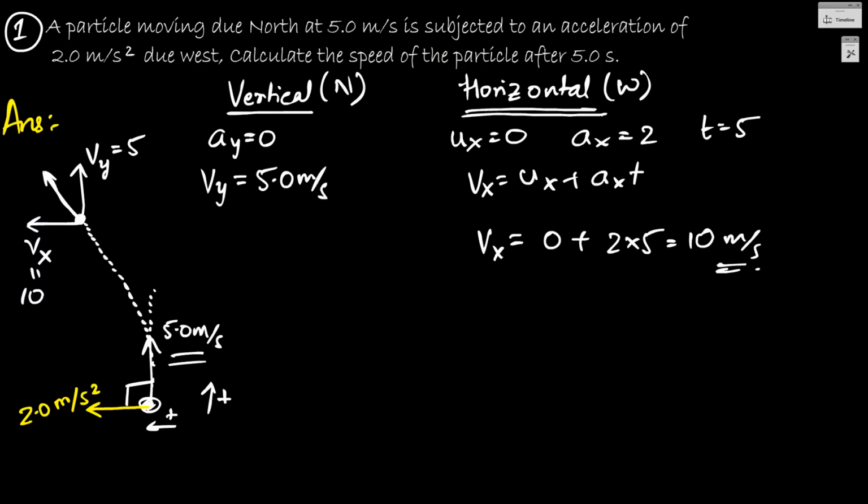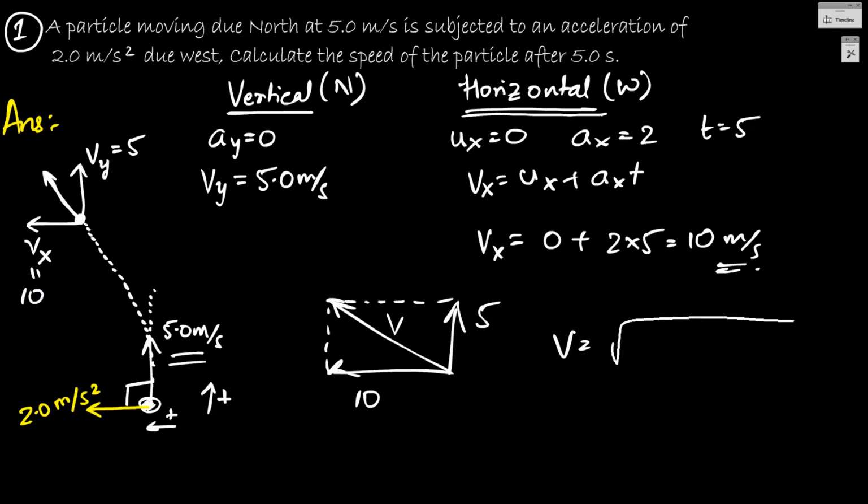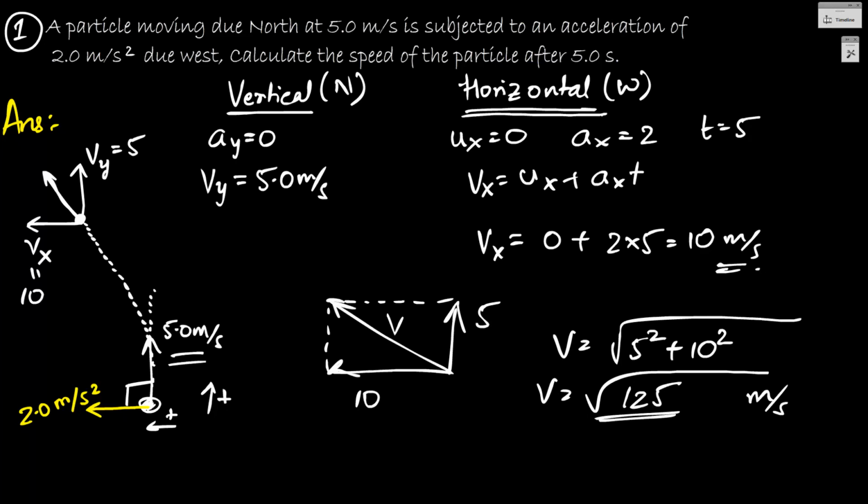Just Pythagoras. So here is 5 and here is 10. We complete our parallelogram. And once we do that, Pythagoras will tell us that this v, the total speed, is going to be the square root of 5 squared plus 10 squared. That is the square root of 125. This is our answer. Let's move on to the next question.